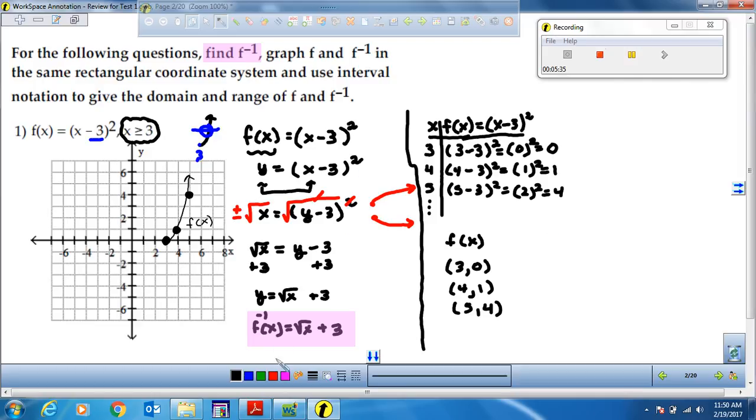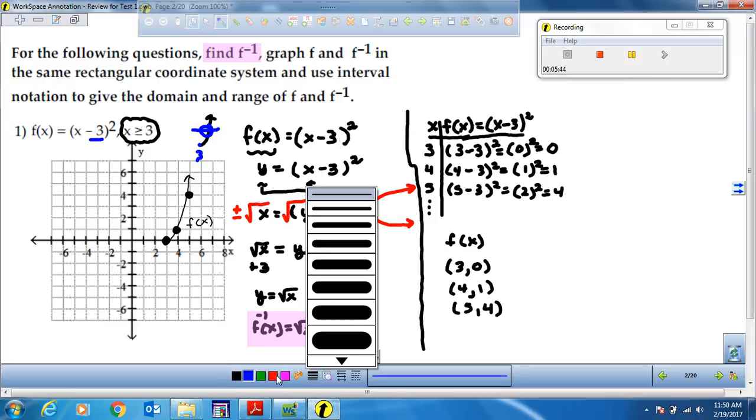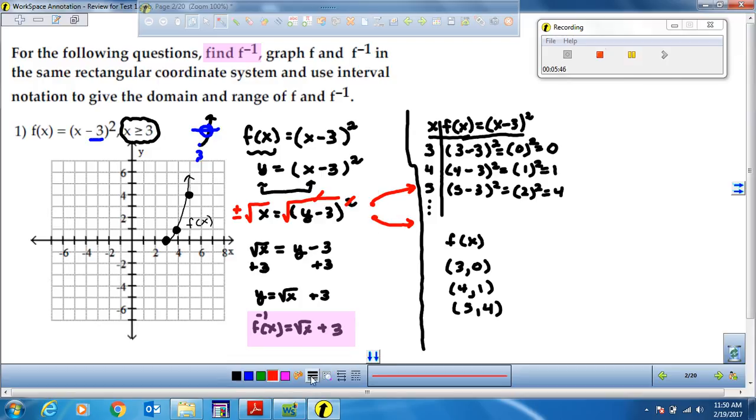Now let's go ahead and graph its inverse. How do we graph its inverse? Very simple, right? All we have to do is remember that we interchange the x and the y, so the x and y values for the function f of x will be interchanged, and that will create the inverse relation for that. So that would be (0, 3), (1, 4), and (4, 5).